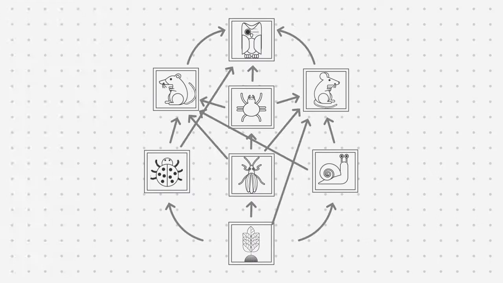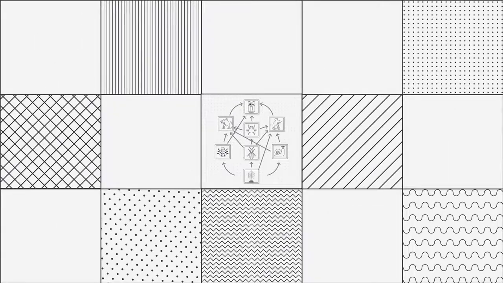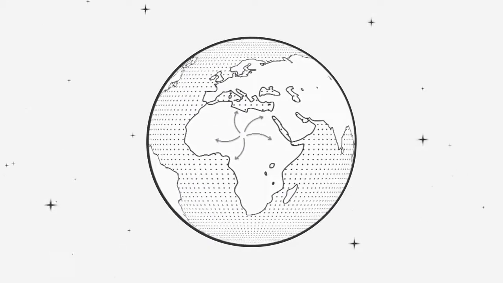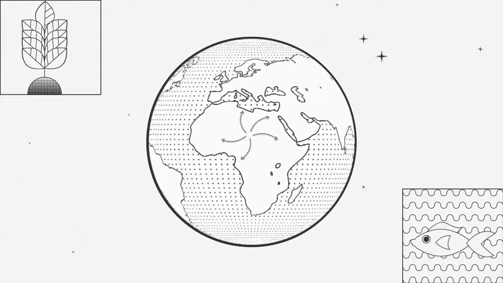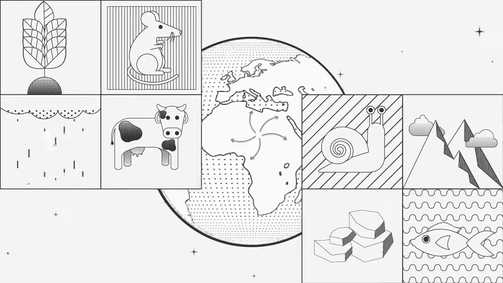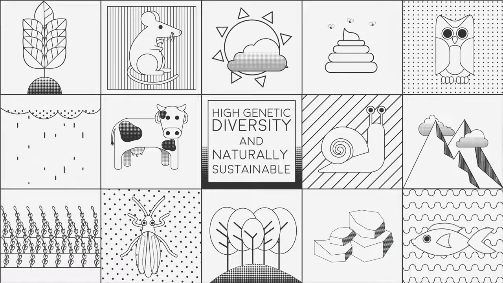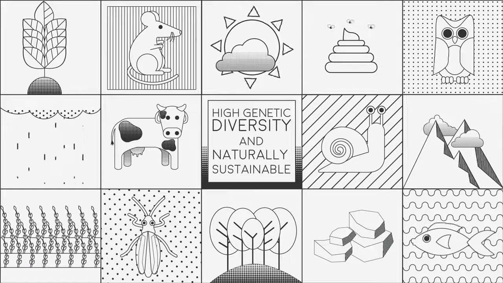All of these components interact through various nutrient and energy cycles to create large and incredibly complex webs. Sometimes these webs contain over 100 different components and span thousands of kilometers. So overall, natural ecosystems consist of many species of plants and animals and have long and complex food webs and have high genetic diversity. They are also naturally sustainable.